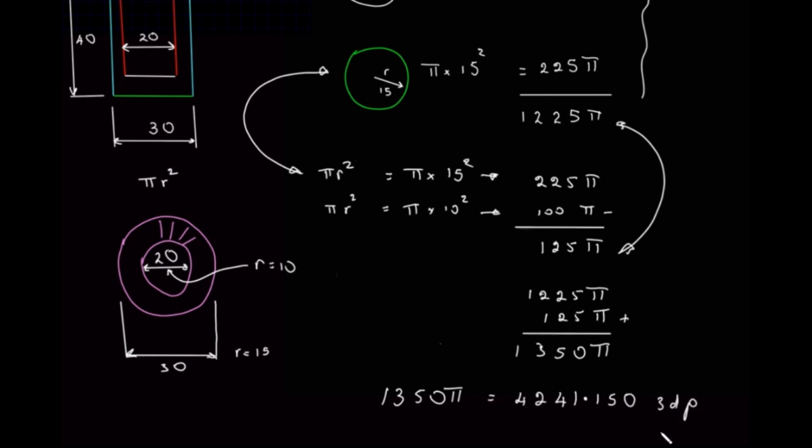Now if you say 3 decimal places, there have to be 3 digits, 1, 2, 3. Even if it's 0, it has to be there. And that is units squared. Don't forget. Nearly made a mistake. So it is 4,241.150 square units, and that is to 3 decimal places. You must declare that.